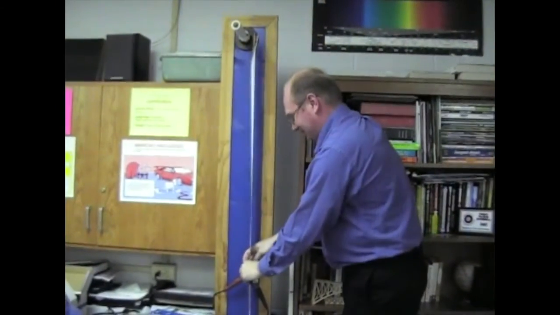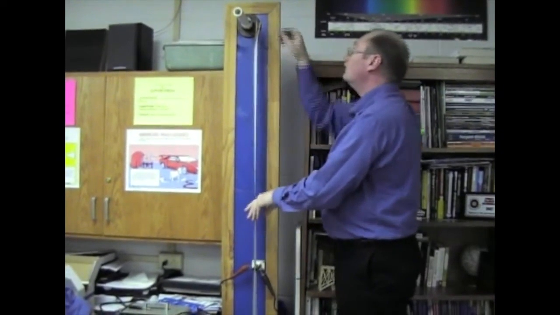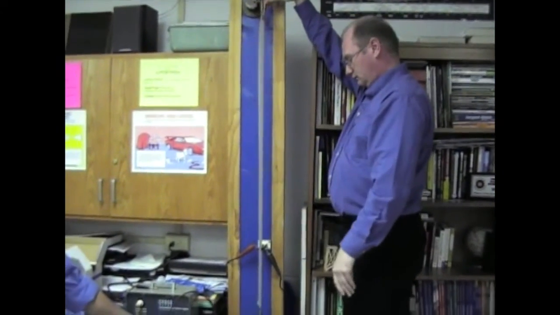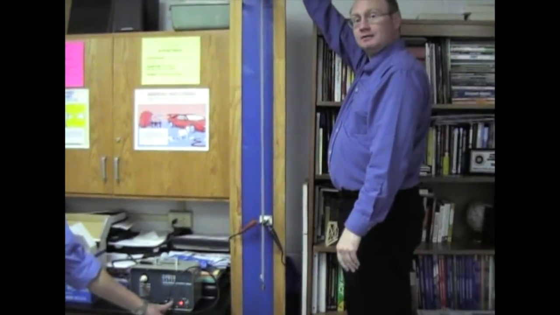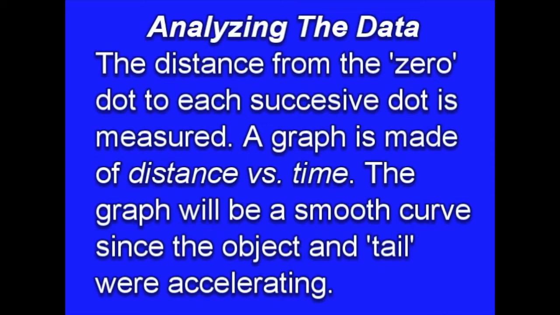Here I am getting ready to drop a tape, and I have an assistant push down on the spark timer and hold it until the tape falls all the way through. As soon as I hear the spark, I release it. Here we go. And that's all the data that we need. Now we're going to analyze that data, create a distance time graph, use a slope technique to create a velocity time graph, and figure out the acceleration due to gravity on the Earth.